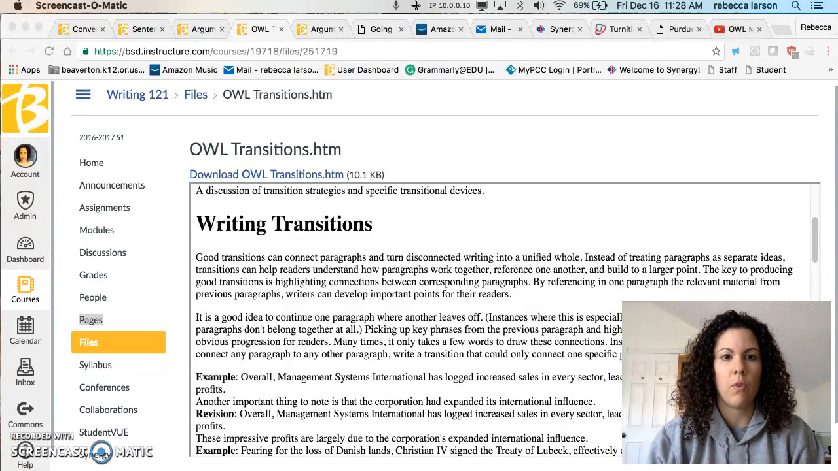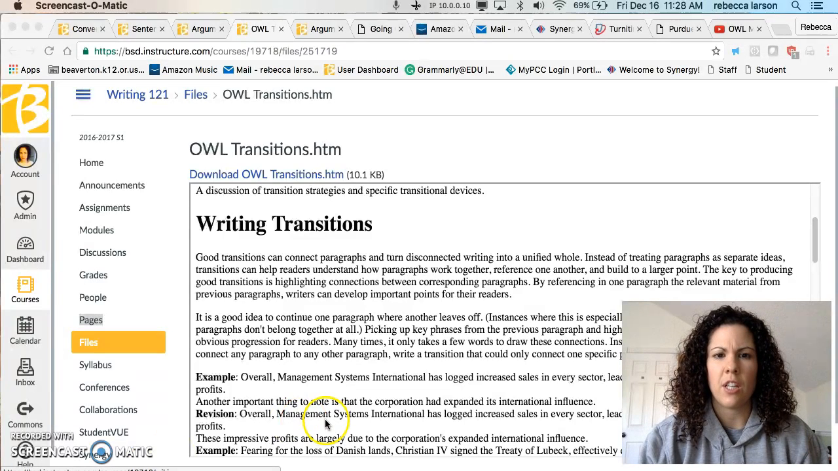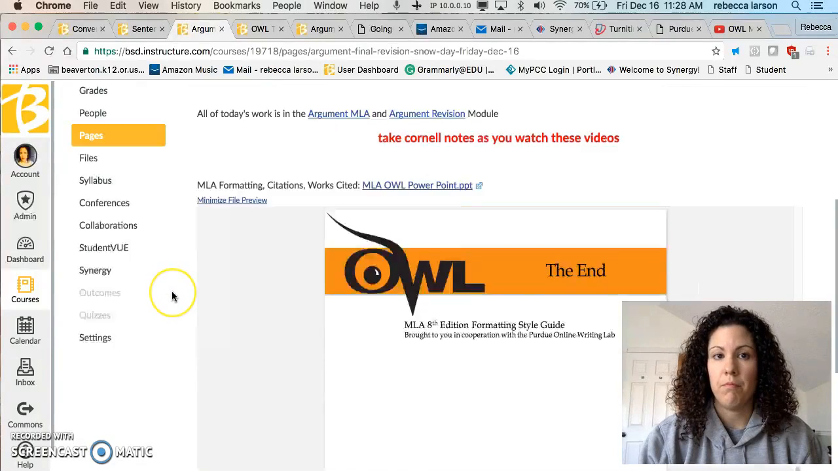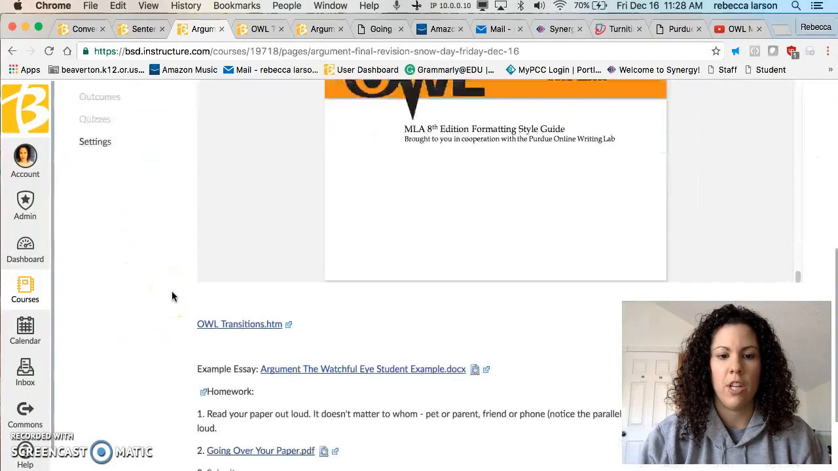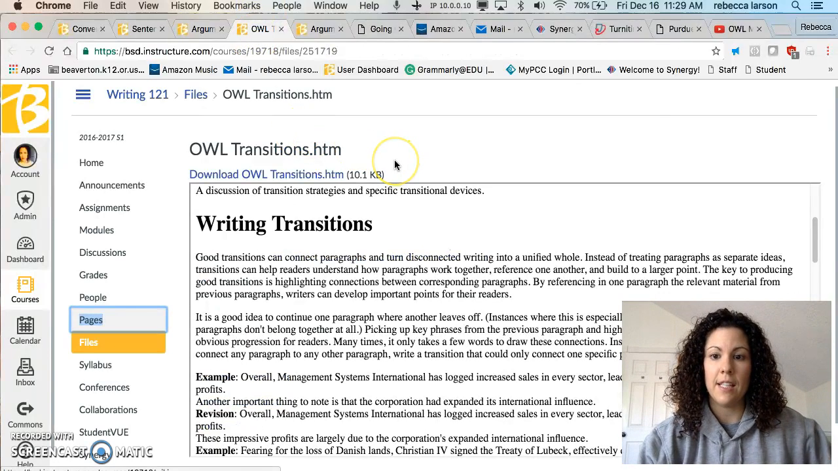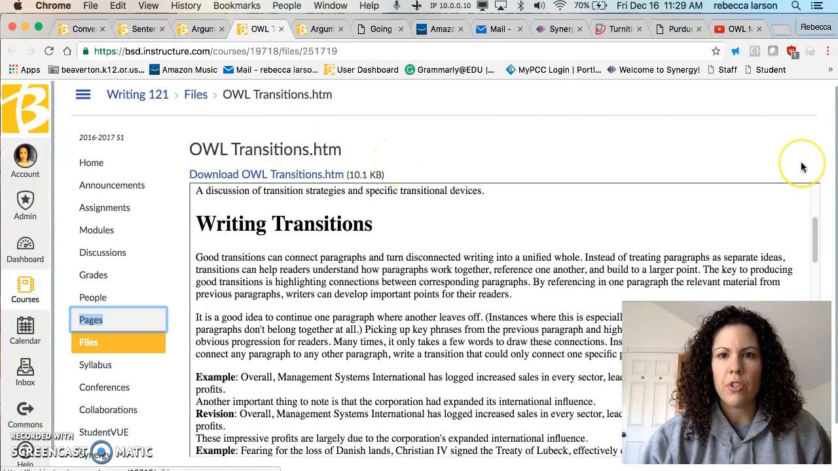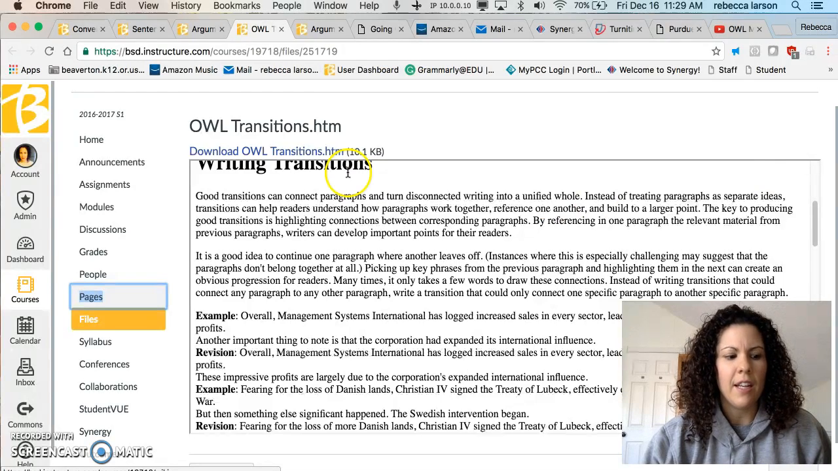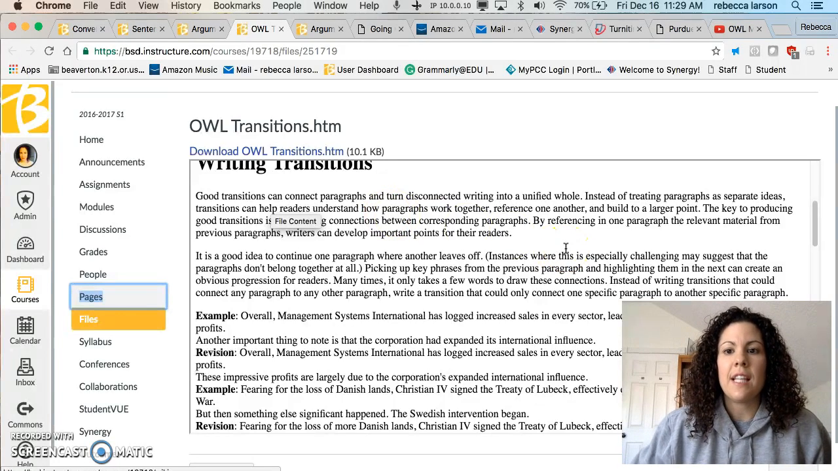This is from the OWL, of course, and it just talks about transitions a little bit. So here I am on my page today on final revision, and then you can just go to the OWL transitions, and when you click that, it'll look like this. So here I am on the OWL transitions. And it talks about how good transitions can connect paragraphs and turn disconnected writing into a unified whole. Instead of treating paragraphs as separate ideas, transitions can help readers understand how paragraphs work together, reference one another, and build to a larger point.